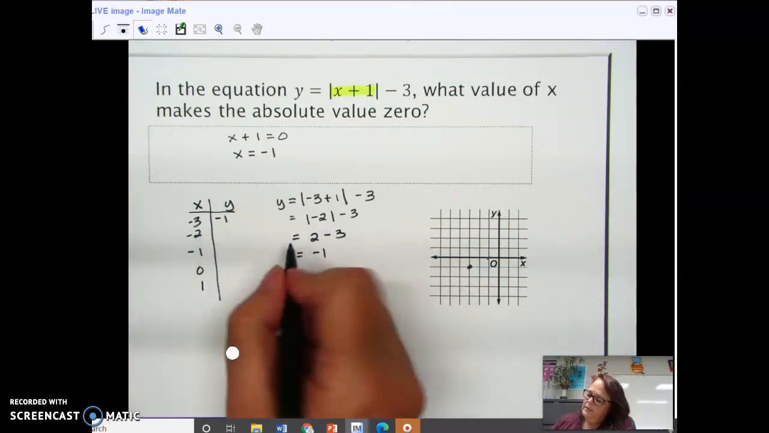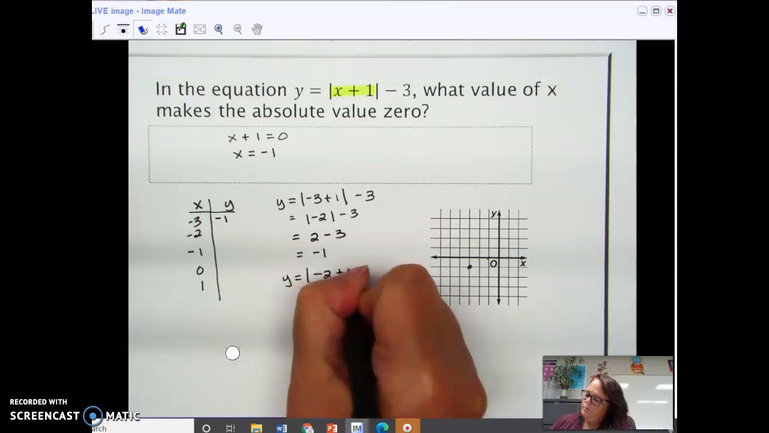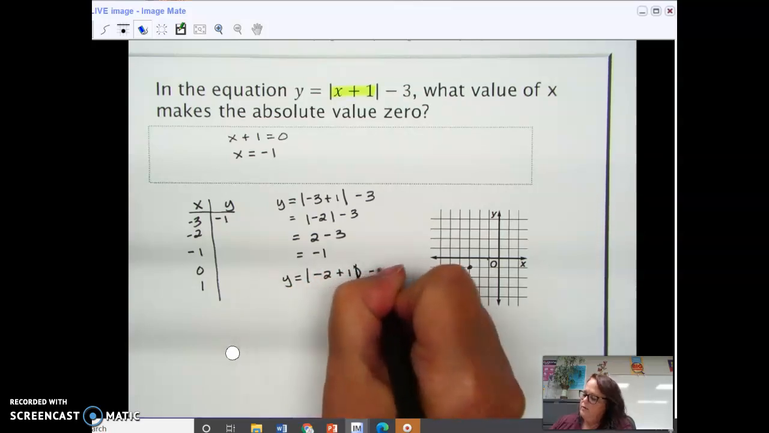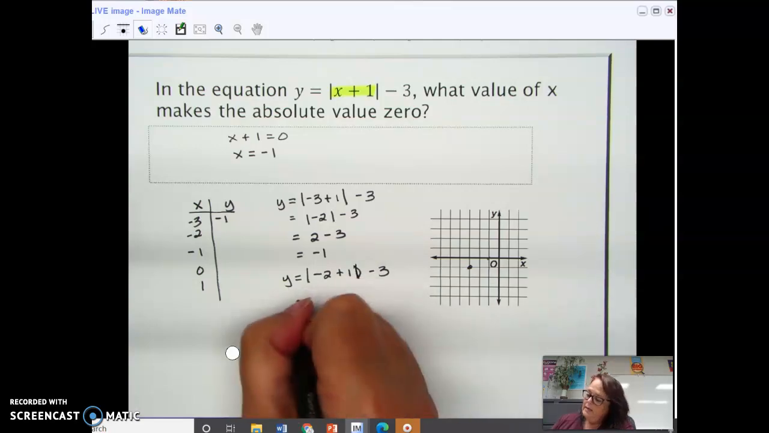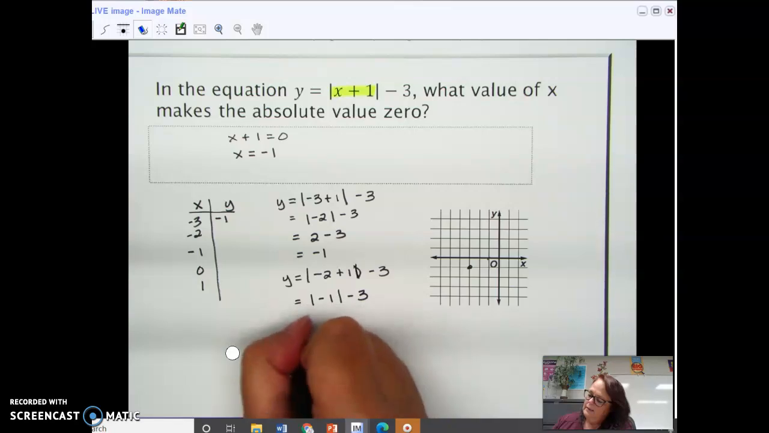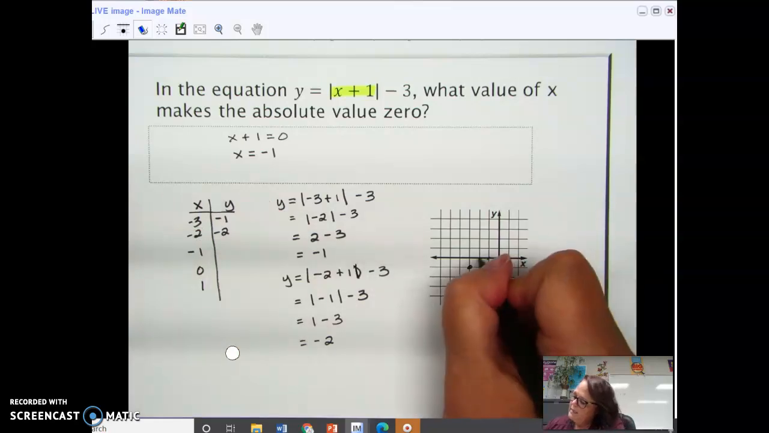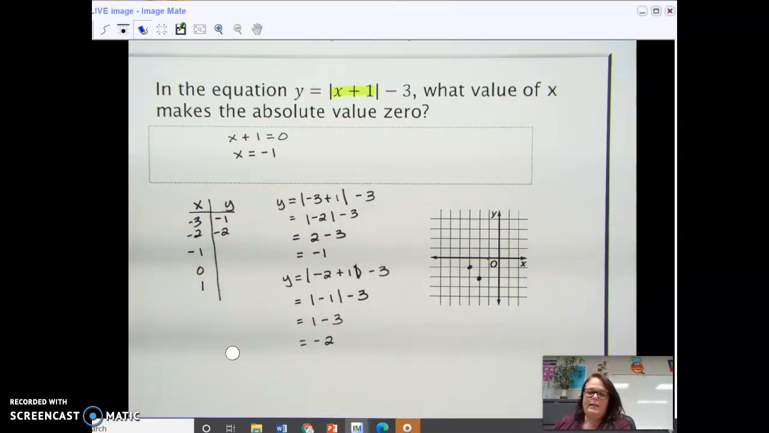So then coming over here, if I pick negative 2, I get y is equal to the absolute value of negative 2 plus 1, oops, that's the absolute value, minus 3. So that's going to be the absolute value of negative 1 minus 3. So if I do 1 minus 3, we can get negative 2. And so that means at negative 2, I have a point at negative 2.